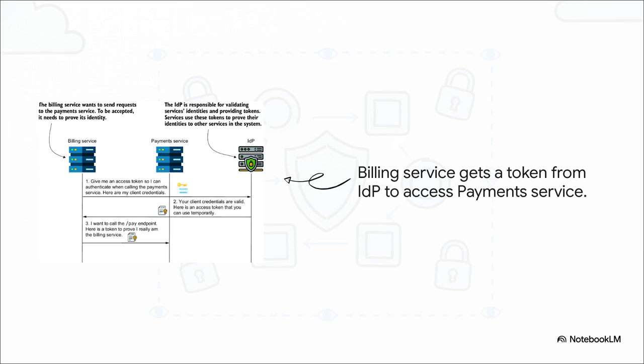This token is fascinating. It has a header defining the algorithm, a payload containing specific claims like who the subject is and exactly when the token expires, and a cryptographic signature. The billing service then attaches that JWT to its request to the payment service. Finally, the payment service validates the token, typically by fetching the IDP's public key to verify the signature.